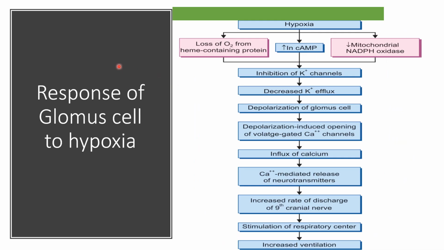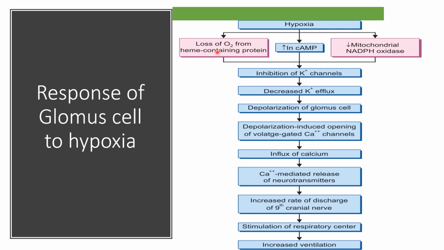Now the main response of the glomus cell to hypoxia. Hypoxia is the main stimulator, that is a decrease in partial pressure of oxygen, which is sensed by the chemosensitive cells of the carotid bodies and the aortic bodies, those glomus cells type 1. As we know, voltage gated ion channels are present in this glomus cell. In hypoxia, there is mainly a loss of oxygen in the heme containing group, and also in the mitochondrial NADPH oxidase. And hypoxia increases the cyclic AMP inside this glomus cell.